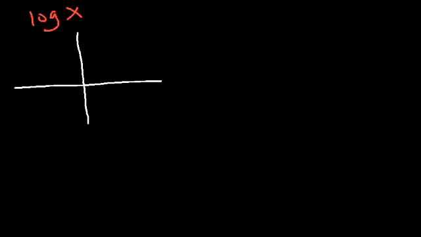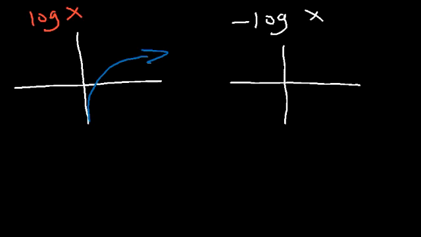Now let's talk about the transformations of this graph. As you can see, log x basically has a vertical asymptote of x equals 0, and it goes towards the right. That is, it moves towards quadrant 1. Now what if we have negative log x? What's going to happen? How will the graph change? If you put a negative in front, it's going to reflect over the x-axis. So it's going to look like this.